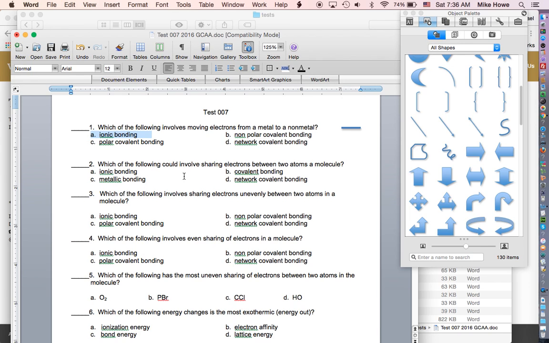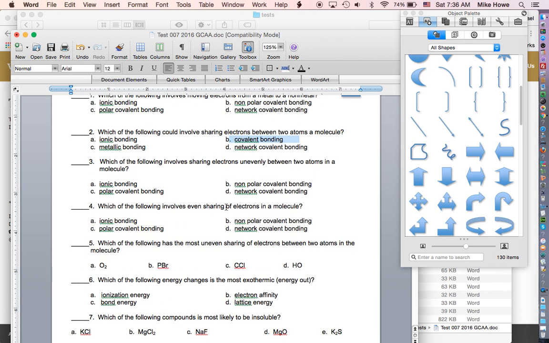Number two, sharing electrons between two atoms in a molecule. Best answer is covalent bonding. You might be able to make an argument for network covalent bonding because like a diamond or a piece of pencil lead, those are macromolecules. But the best answer here is covalent bonding is sharing electrons. Called that because you're sharing valence electrons, and co means cooperating, so cooperating with valence electrons, covalent.